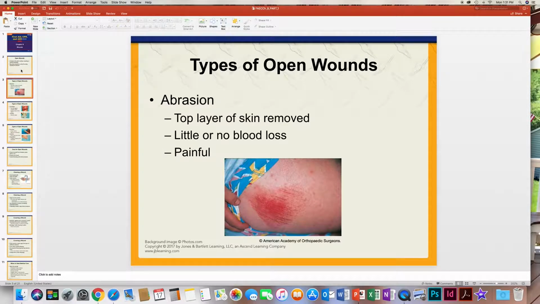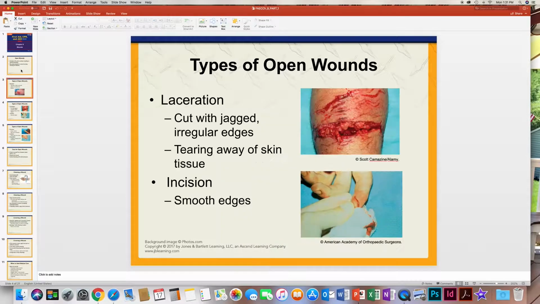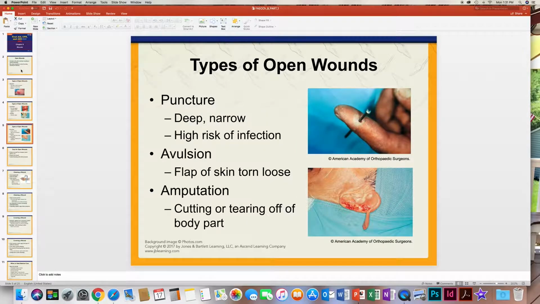A type of wound is called an abrasion. That is just a slight top layer of skin is removed. You have very little blood loss, sometimes no blood loss, but it can be very painful. A laceration is a cut with jagged or irregular edges, and it's tearing away the skin tissue. When we have a puncture, it's usually deep and narrow. There's a high risk of infection.